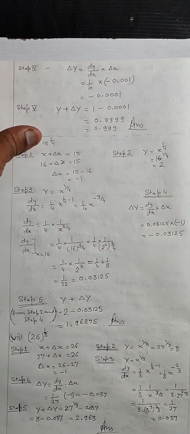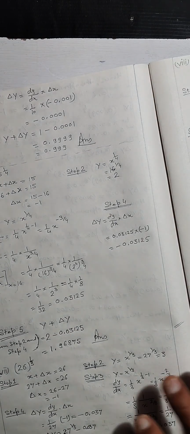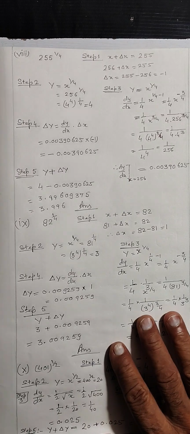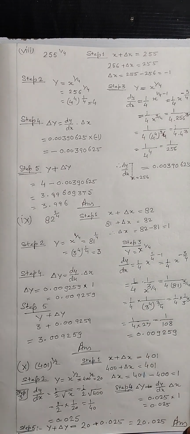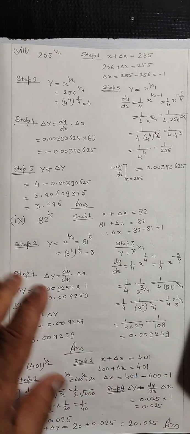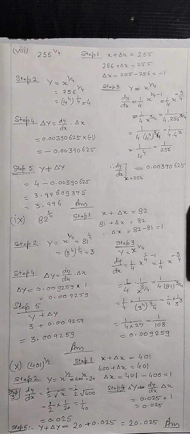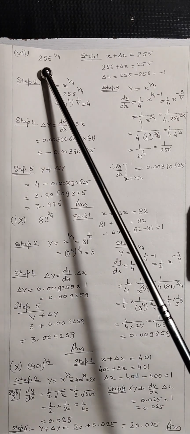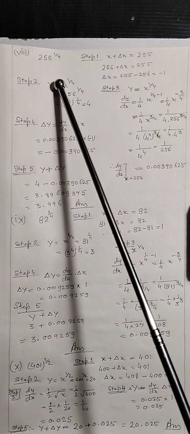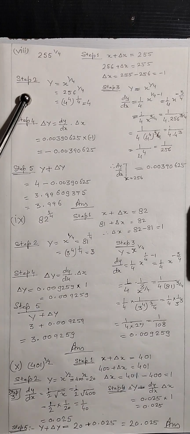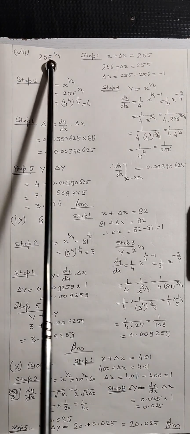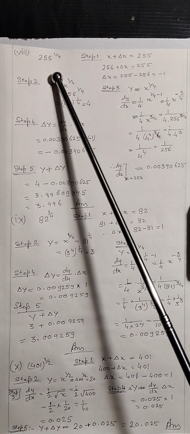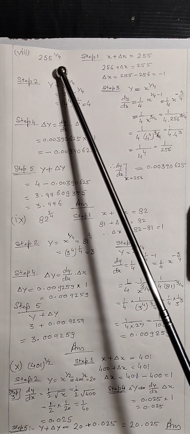Now come to the 8th part. In the eighth part, we have to find out the approximate value of 255 raised to power 1 by 4.